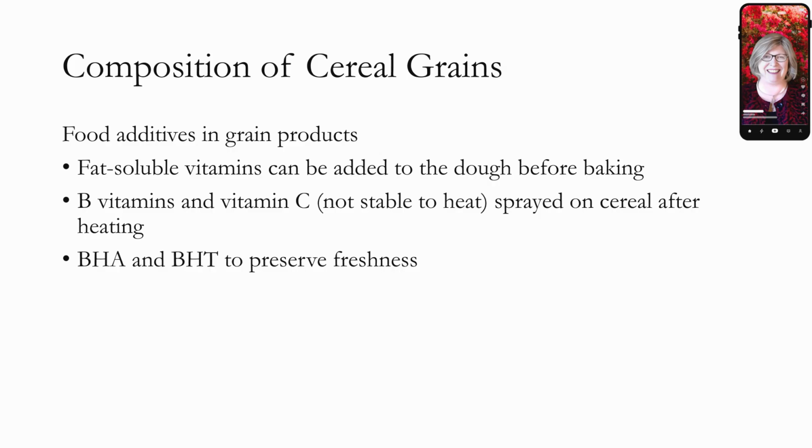There are some food additives that go into grain products. Fat-soluble vitamins can be added to the dough before baking. B vitamins and vitamin C are sprayed on the cereal after heating. Vitamin C is not stable to heat. BHA and BHT are added to preserve freshness.